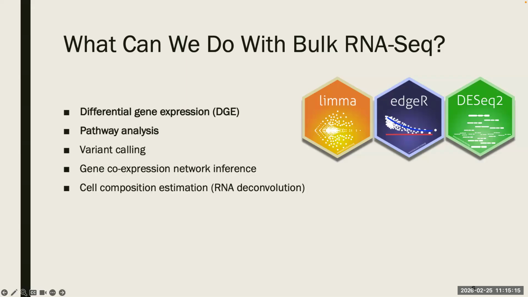And lastly, a very important application that involves bulk RNA sequencing is RNA deconvolution, which is also called cell composition estimation. So other than bulk RNA sequencing, it also requires single cell or single nucleus data to do that.